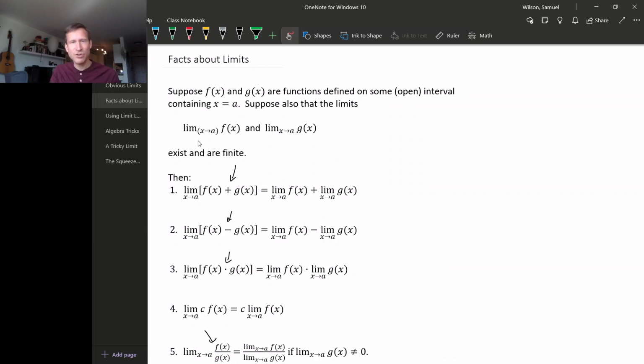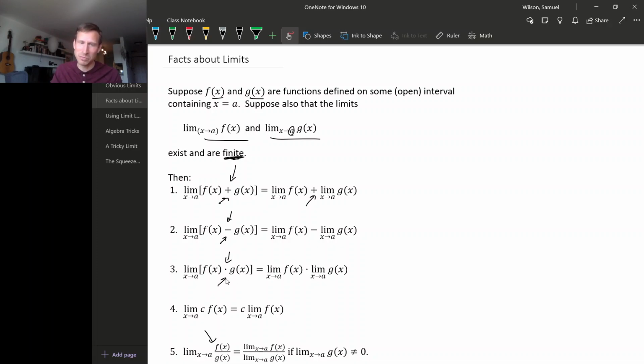So if we have these two functions and the limits at some particular value of x, which I'm calling a here, if these individual limits exist, and when I say exist, I mean that they have to be finite, then it turns out if you add the two functions, the limit of the sum of the two is just the sum of the limits. And it's the same thing with subtraction. So the limit of a difference is the difference of the limits.